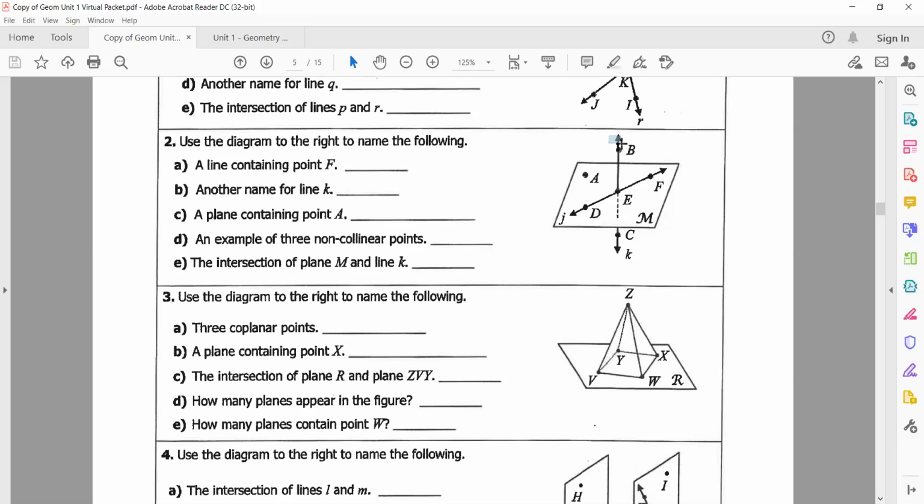Line K is this line. That point E is the one spot that is actually on the plane. And you know that because this top part of that line is visible. Then you get into the dashed line part that's not visible. That means that's gone through the plane now.